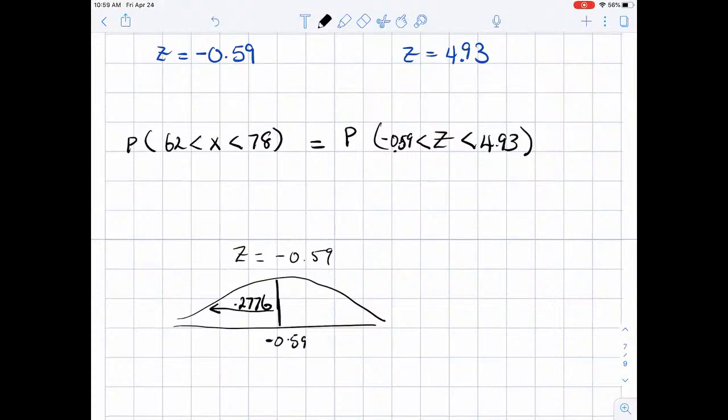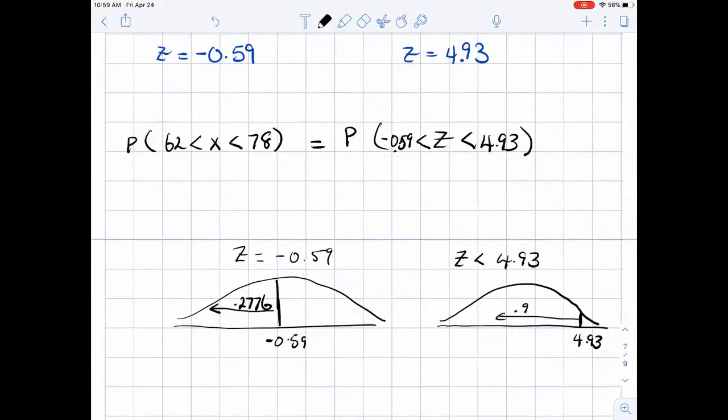Yeah. And when Z is less than 4.93, this is a value you don't even have to look up, because anything on your table bigger than 3.49 is 0.9998. So when you look up this value, you get 0.9998. So anytime, guys, this value here is bigger than 3.49 or 3.5, the answer will always be 0.9998.